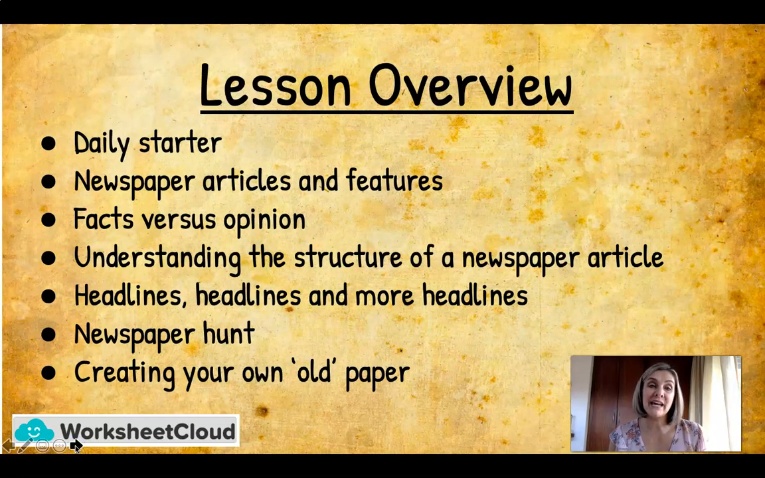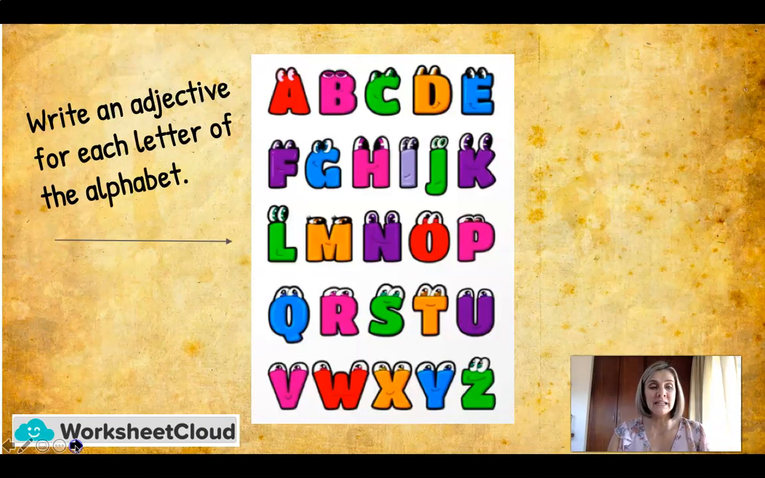Our overview for today: we always start with our daily starters. At this point, if you haven't got a pen and a piece of paper, please get one. Then we're going to look at newspaper articles and features and the difference. We're going to look at fact versus opinion. We're going to understand the structure of a newspaper article. And then we're going to look at headlines, and more headlines. And then there's a newspaper hunt, which you will be able to do on your own. And then we're going to create some old paper on which to write. So let's jump right in.